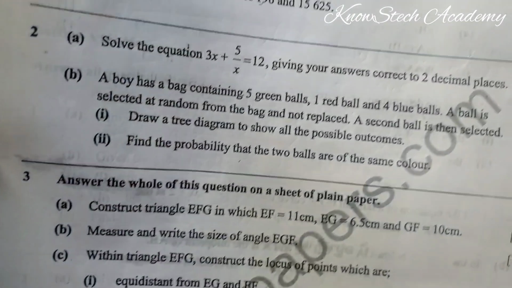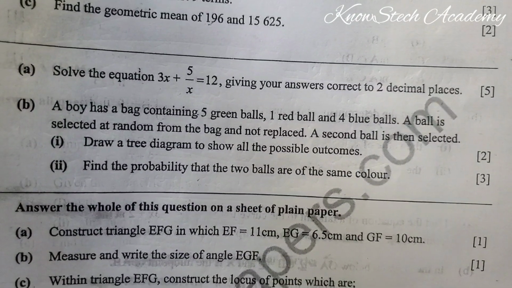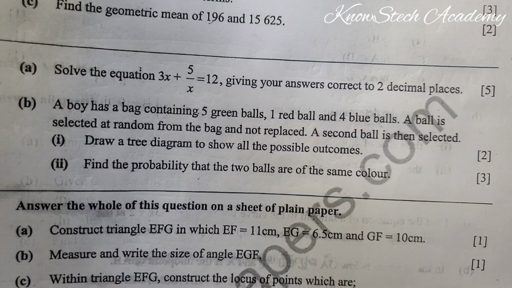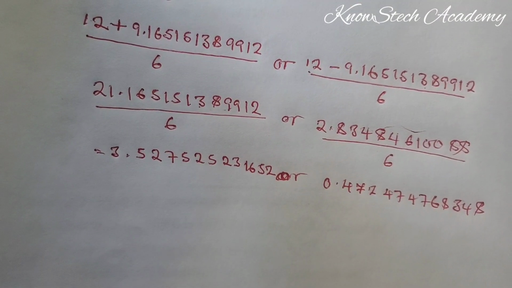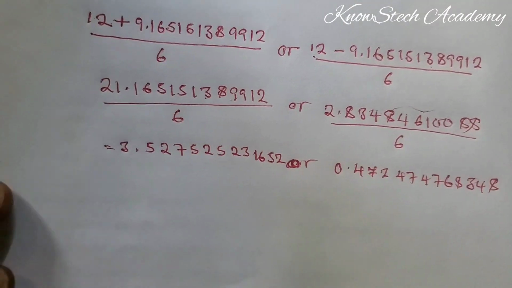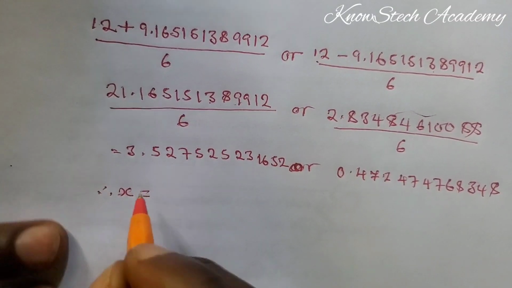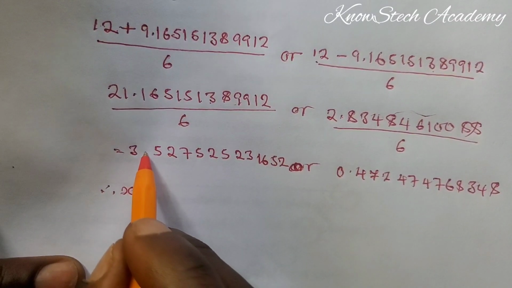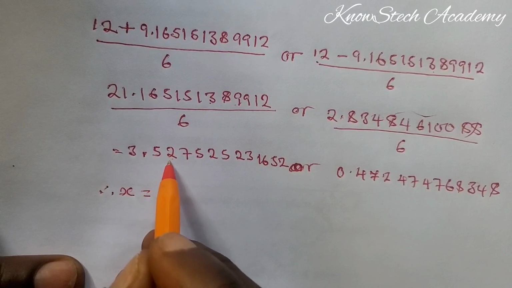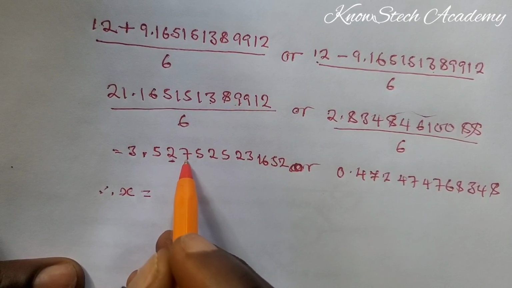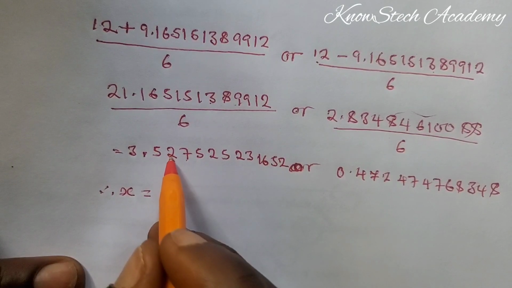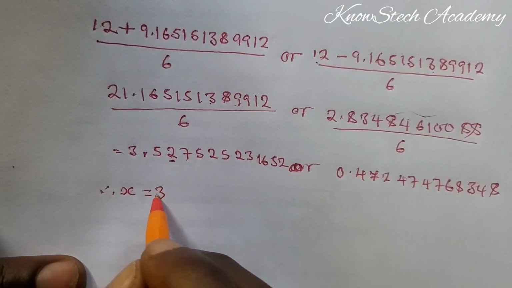We are told to give our answer correct to how many decimal places? 2 decimal places. So let's now leave this answer to 2 decimal places. All right, so therefore x is equal to, after the decimal point here there is 1 2, so up to here. Then the number after this 2 is greater than 5, which is 7 here. So we're going to add 1 to this. This becomes 3.